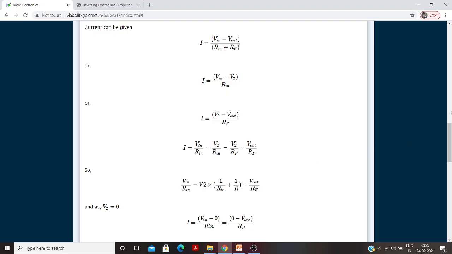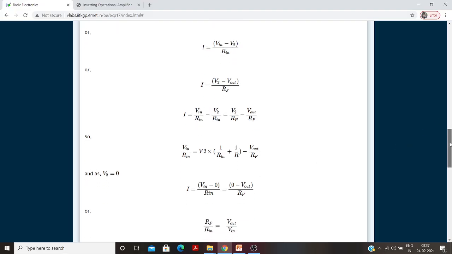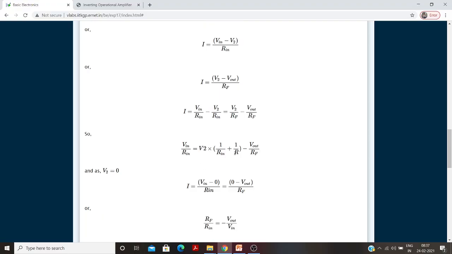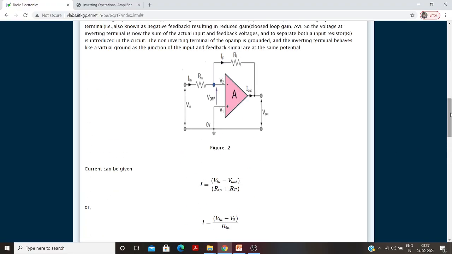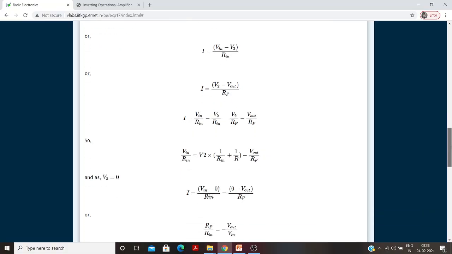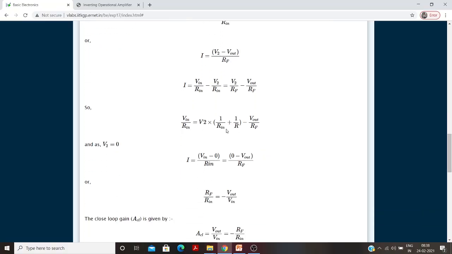So from this term I can say that V2 is 0. Why is V2 0? By the virtual ground concept. What exactly is meant by the virtual ground concept? If this terminal is connected to ground, then the potential at this point is also equal to 0. The voltage at this terminal is equal to the voltage at the other terminal; that is the virtual ground concept. Then V2 is equal to 0, and the overall term will be 0.